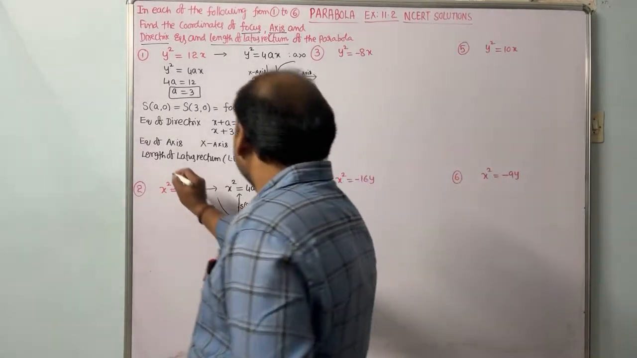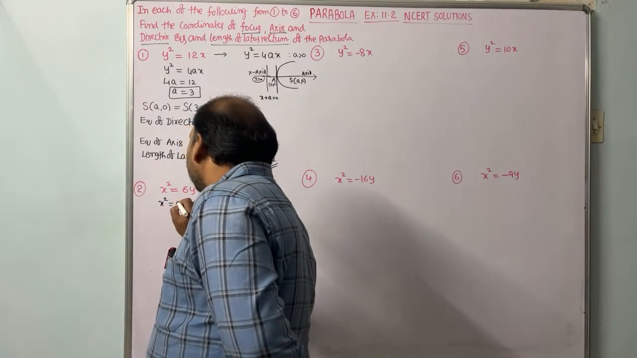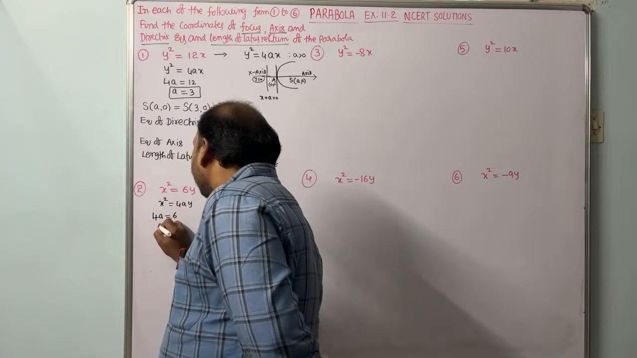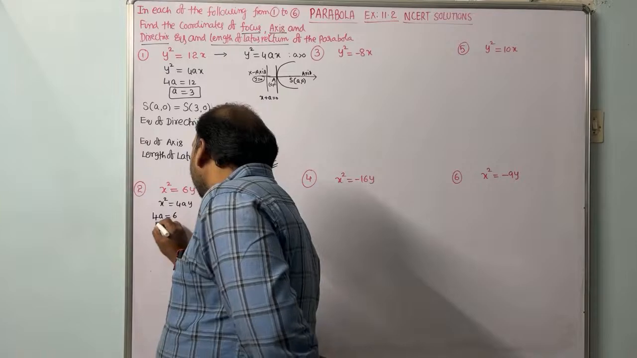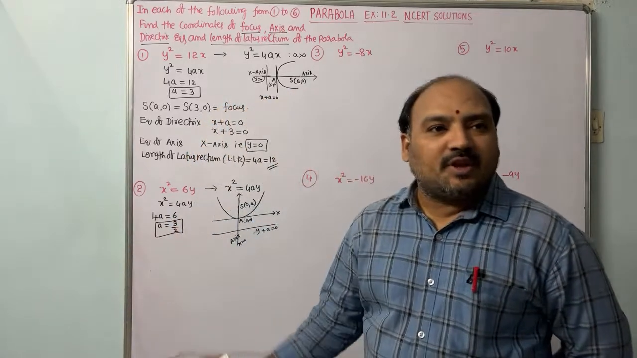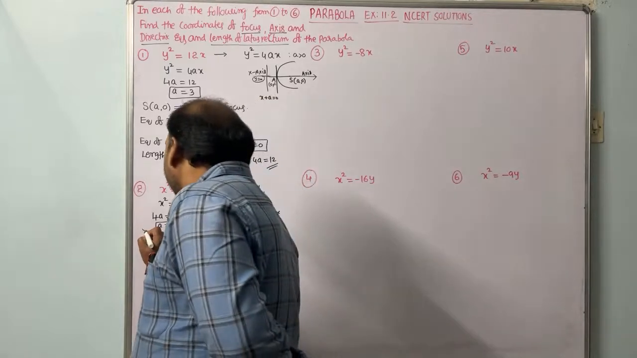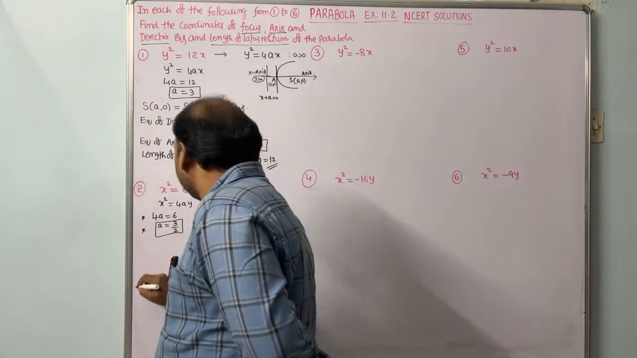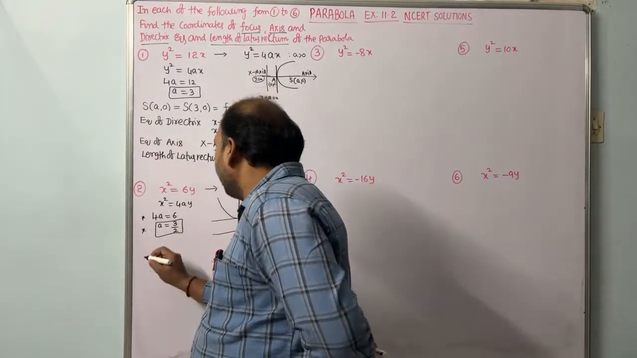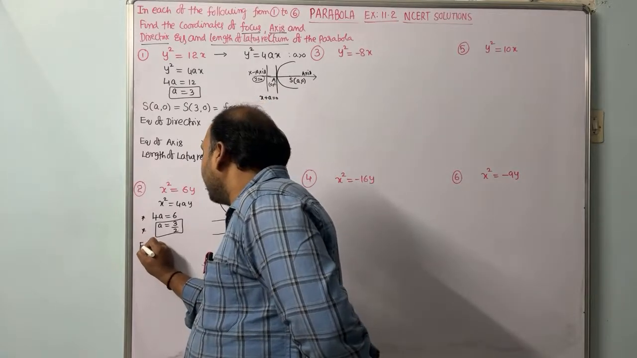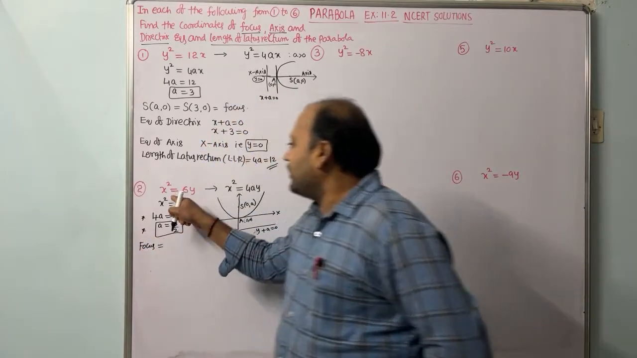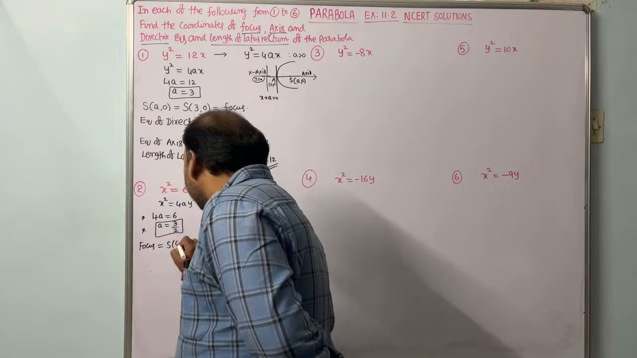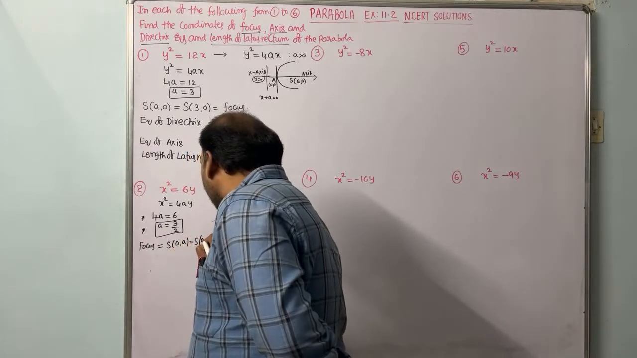First compare the given equation of parabola with x square is equal to 4ay. So 4a is equal to 6, a is equal to 3 by 2. After completing this, we have the value of a. Next, focus. The focus of the parabola x square is equal to 4ay is S of 0, a, that is S of 0, 3 by 2.